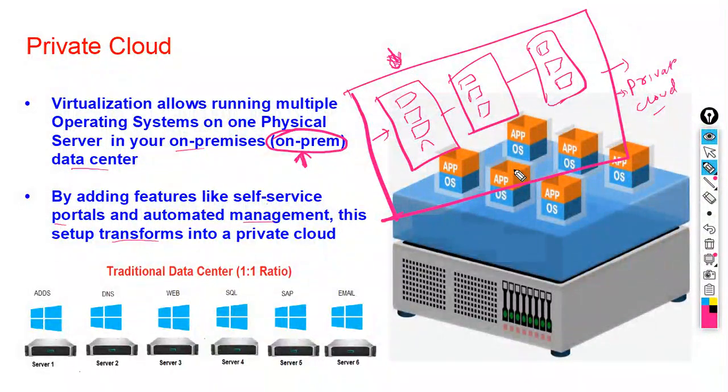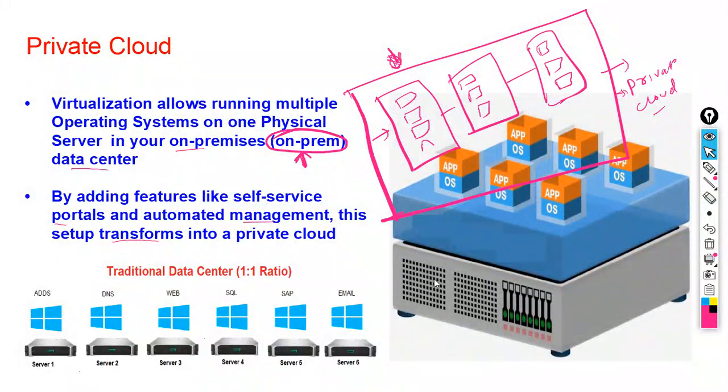What is it known as if you are virtualizing your on-premises data center? Private cloud. It is known as private cloud. Clear, everyone? Yes. Okay, anyone, what is the meaning of private cloud here? On-premises data center. On virtualizing your on-premises data center with different services, it will make your private cloud.